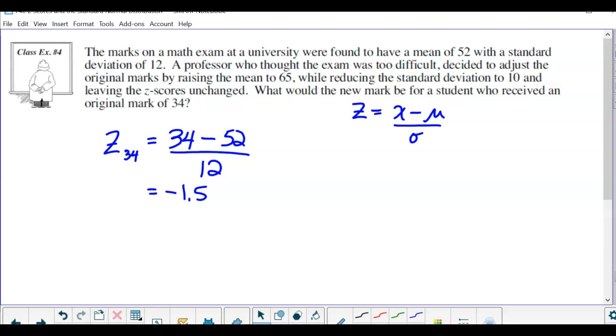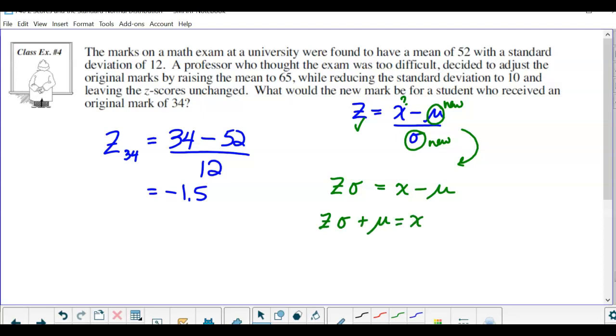Okay, so that's the formula that we've been using. We now know this is going to be mu, and we want to find what that is. So really, we're using the same formula, but rearranging it. If I rearrange this, I would get Z sigma equals X minus mu, and then solving for X, that's what I would get.